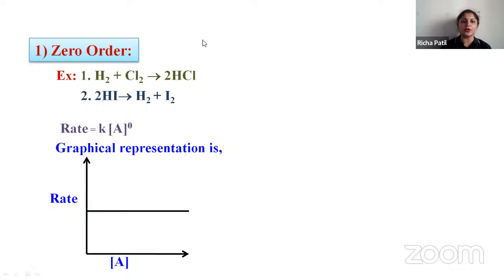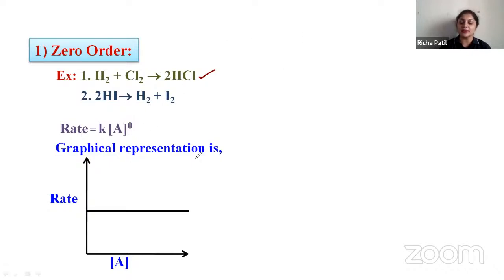The examples for zero order are H2 plus Cl2 giving 2HCl, and the second is 2HI, hydrogen iodide, giving H2 plus I2. The rate of zero order is given as the proportionality constant k times the concentration of A raised to 0, where 0 is the order of reaction.